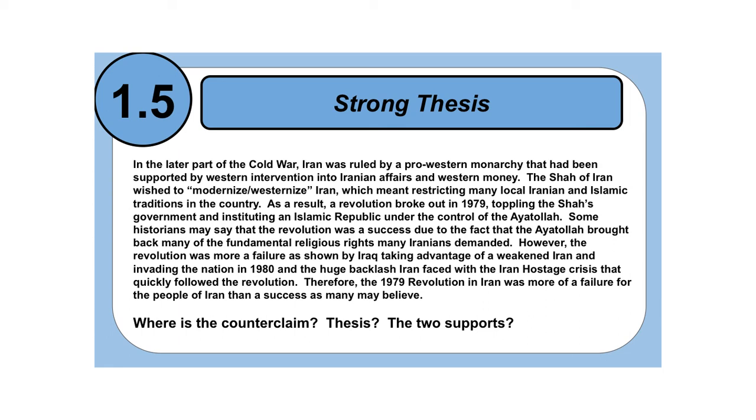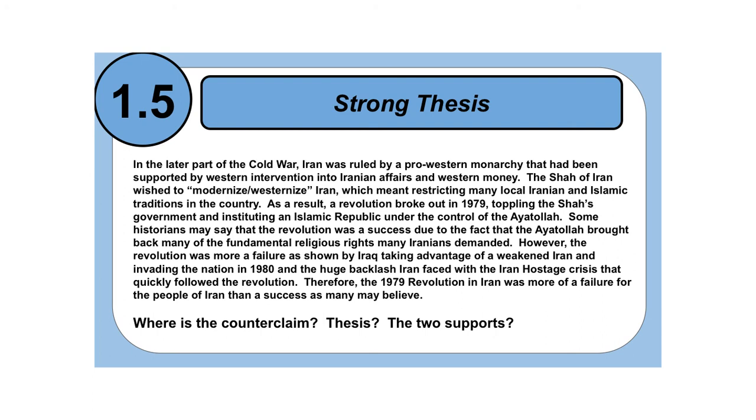Some historians may say that the revolution was a success due to the fact that the Ayatollah brought back many of the fundamental religious rights many Iranians demanded. However, the revolution was more a failure, as shown by Iraq taking advantage of a weakened Iran and invading the nation in 1980, and the huge backlash Iran faced with the Iran hostage crisis that quickly followed the revolution. Therefore, the 1979 revolution in Iran was more of a failure for the people of Iran than a success, as many may believe.